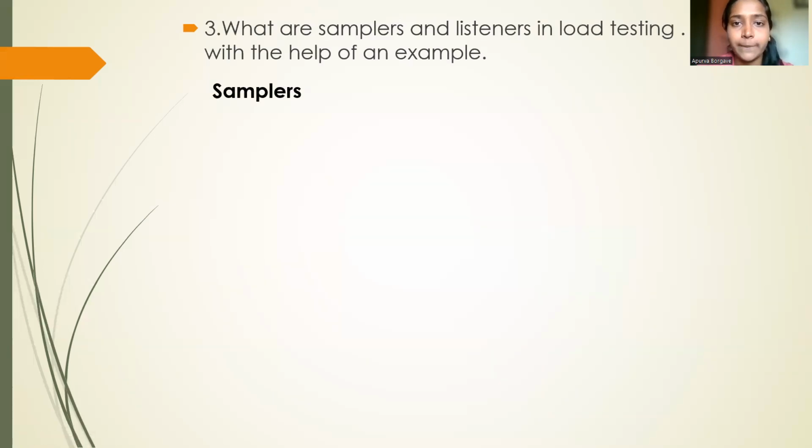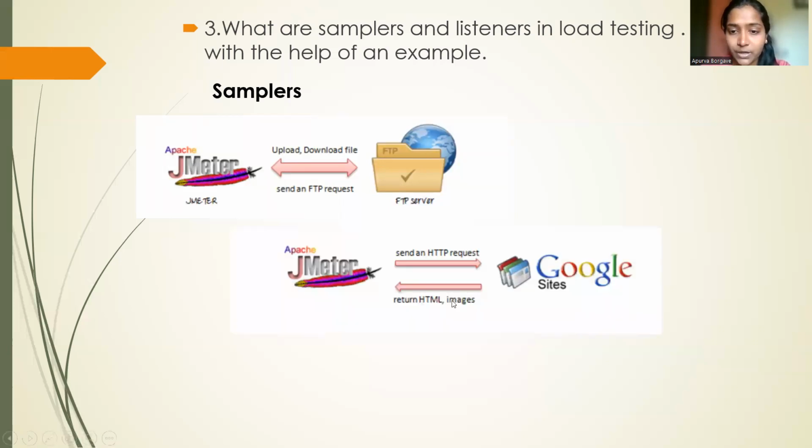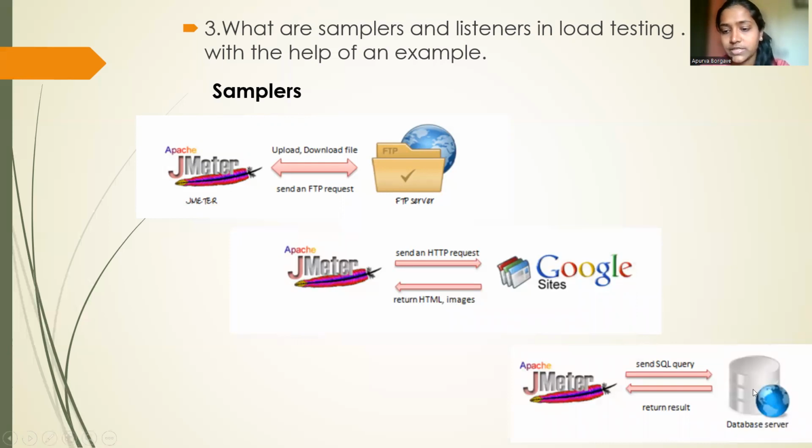The third one is: what are samplers and listeners in load testing? Explain with the help of an example. So what are samplers? Samplers tell JMeter to send requests to a server and wait for a response. Some examples of samplers are FTP requests, HTTP requests, and JDBC requests. The first one here I have taken is an FTP request. The second one is the HTTP request, and the third one is the JDBC request.